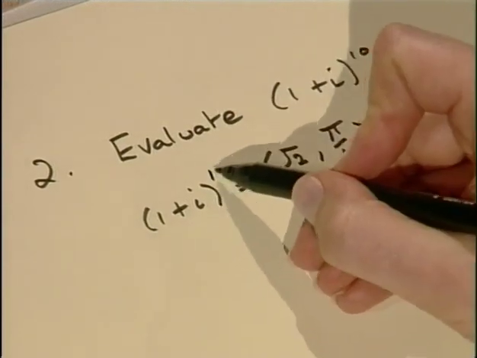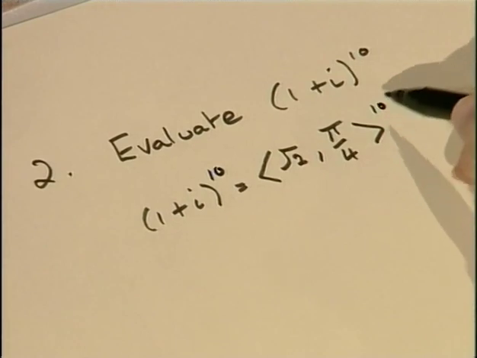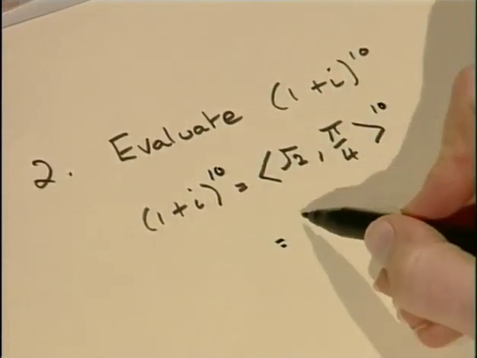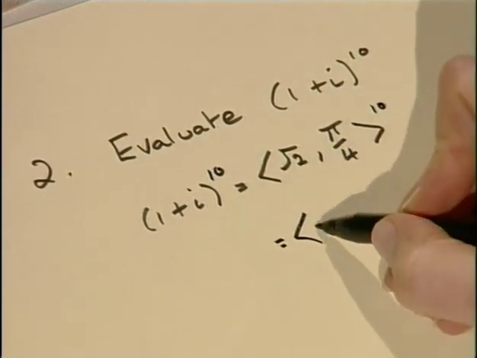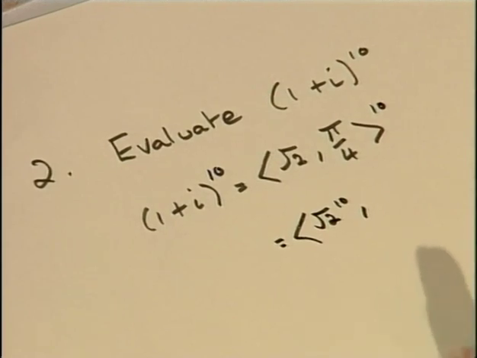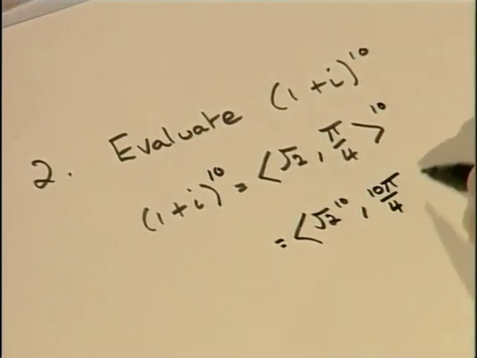Well, OK. (1 + i) to the power 10 will be (root 2, pi/4) to the power 10. And so to work this out, as Alan says, I need to raise my modulus to the power 10, so that's root 2 to the power 10. But I have to remember to multiply the angle, or the argument, so that gives me 10 pi over 4.